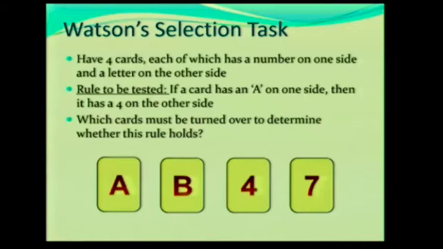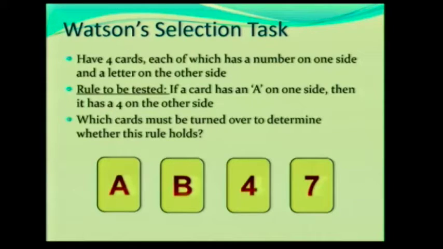I want you to think about that, because here's what you need to do. You need to tell me which cards must be turned over to determine whether that rule holds. Yes? Do you want to say the answer louder? Only the A. Okay, so we have one answer: only the A. Any card? All 4 cards. So we have one person who says only the A, someone who says the A and the 4, someone who says all 4, and the A and the 7.